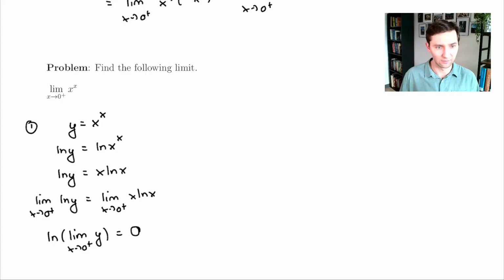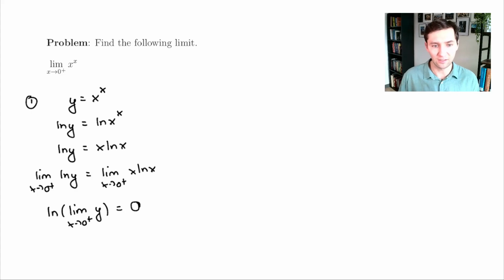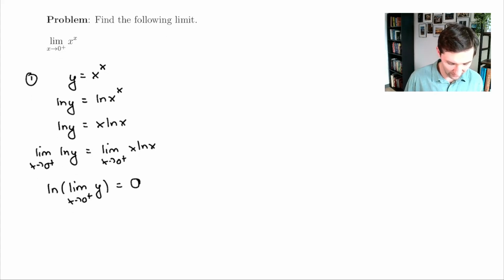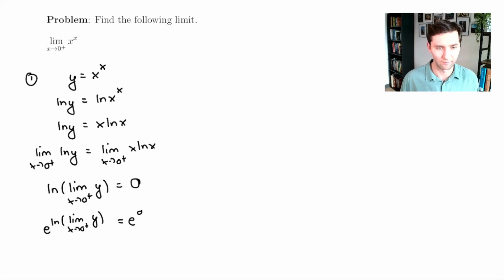I wanted to move the limit inside because my goal is not to find the limit of ln. My goal is to find the limit of y, the limit of this expression. How can I get rid of ln? Well, I will say that e to the left side of this equation equals e to the right side of this equation. And I will get e to the power ln of the limit as x goes to 0 from the right side of y equals e to the 0th power.